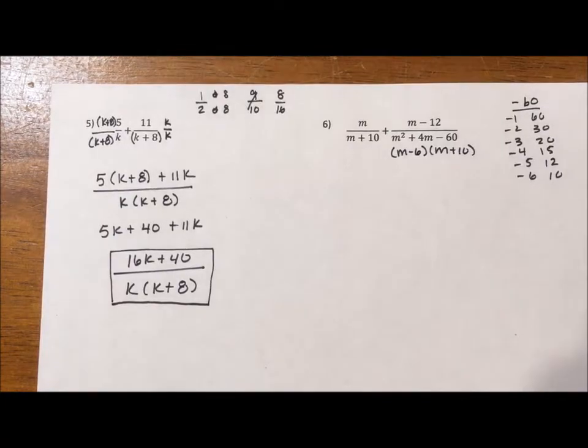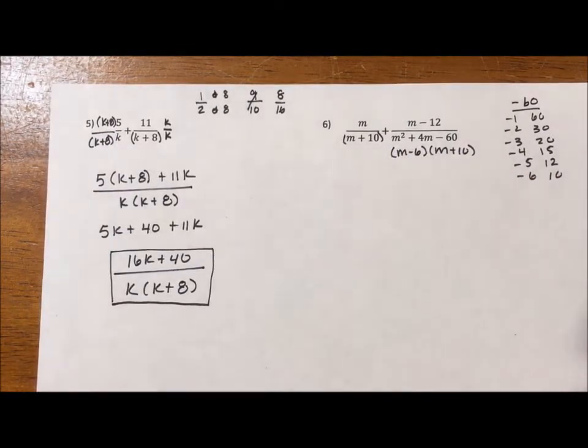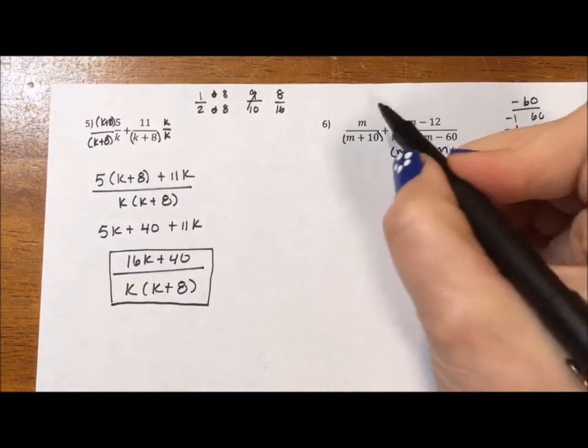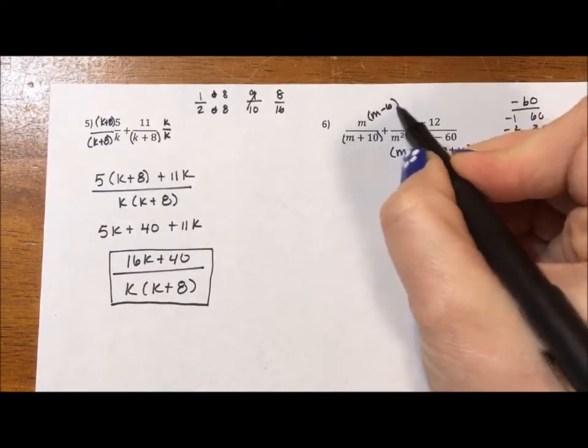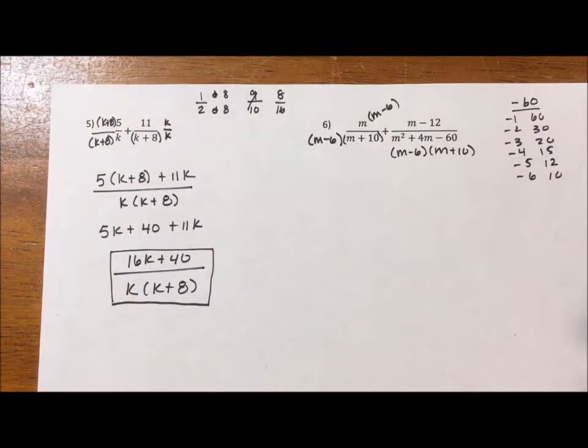So I only need to alter the first fraction. Already both fractions have this m plus 10. All I need to do to get a common denominator is to multiply the first fraction by m minus 6 over m minus 6. As long as I do it to numerator and denominator, I'm all good.